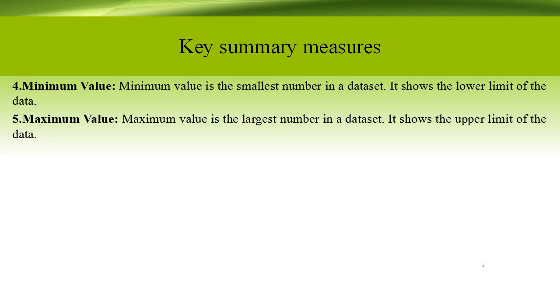4. Minimum value. Minimum value is the smallest number in a data set. It shows the lower limits of the data. 5. Maximum value. Maximum value is the largest number in a data set. It shows the upper limit of the data.